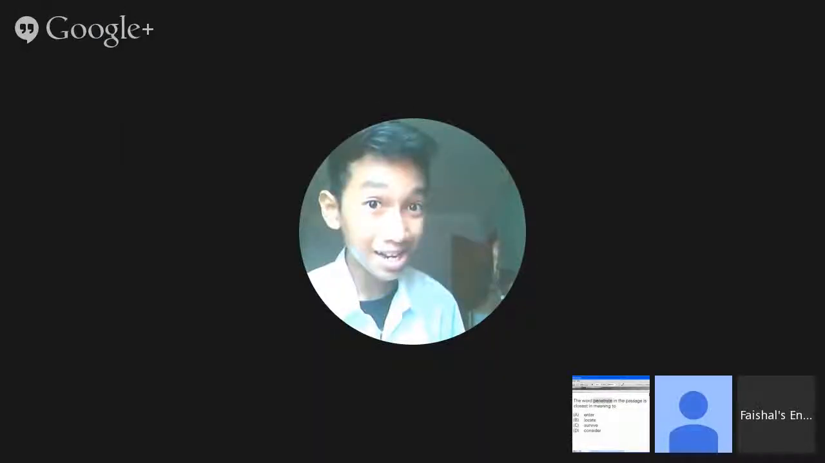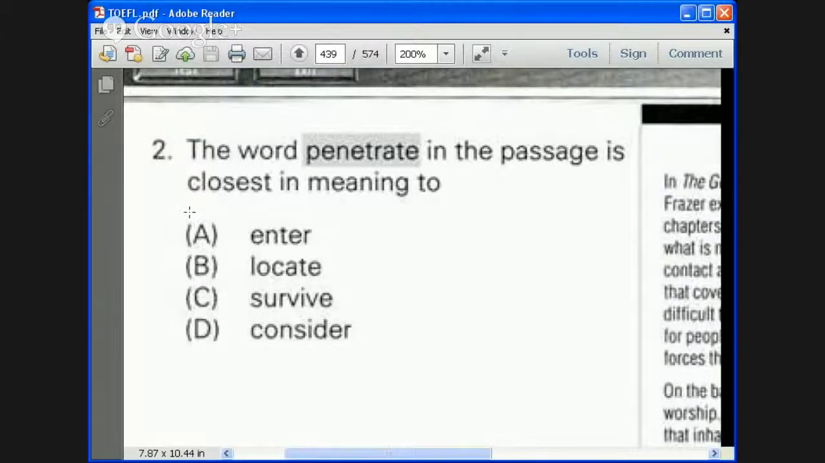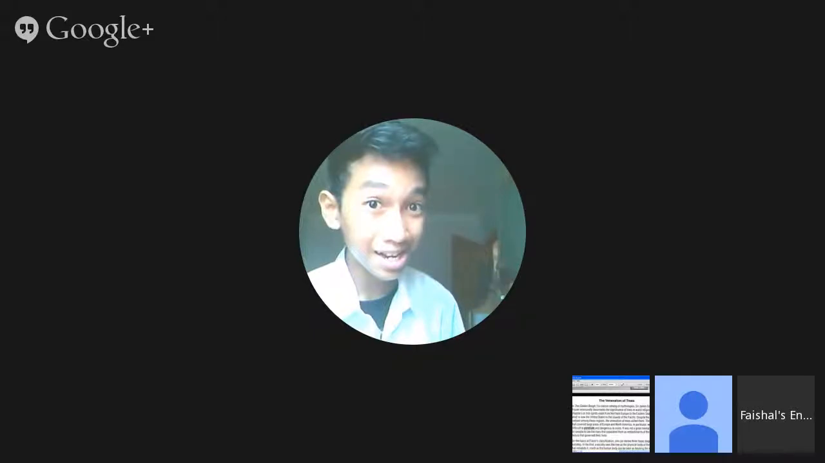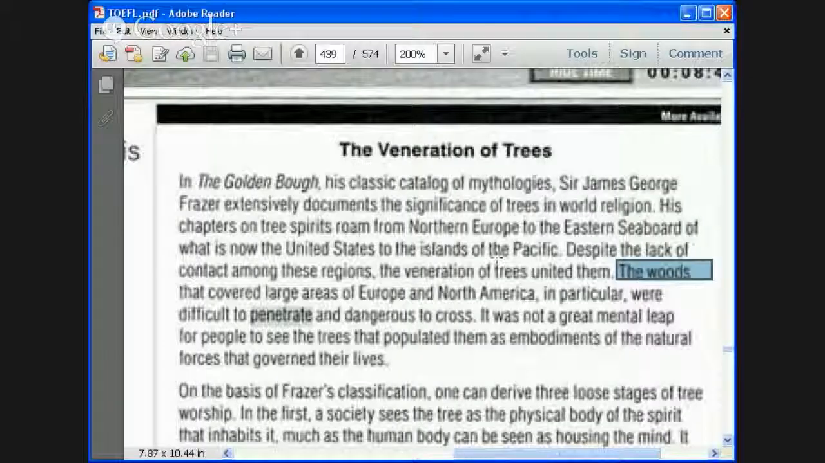Okay, Faisal. The word penetrate in the passage is closest in meaning to... Let's see. The woods that cover lots of areas, in particular, were difficult to penetrate and dangerous to cross. The woods were difficult to penetrate. Exactly. Simplified as much as possible.